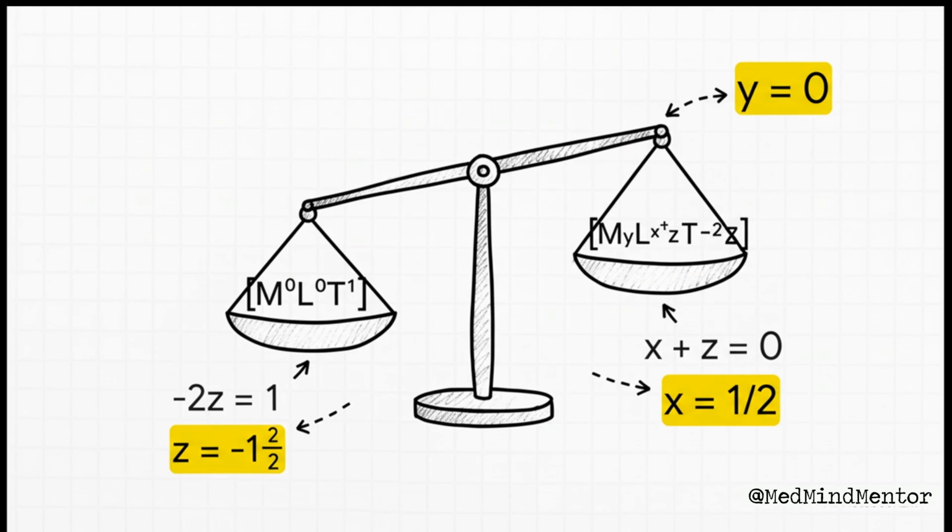And now we use the magic of homogeneity. The power of m on the left has to equal the power of m on the right. Same for L, same for t. This gives us 3 little equations. On the left, there's no m, so its power is 0, which means y has to be 0. For t, its power is 1 on the left, so minus 2z must equal 1. And for L, well, you see how it works. We just solved this simple little puzzle.